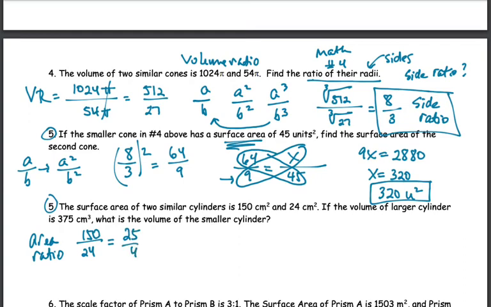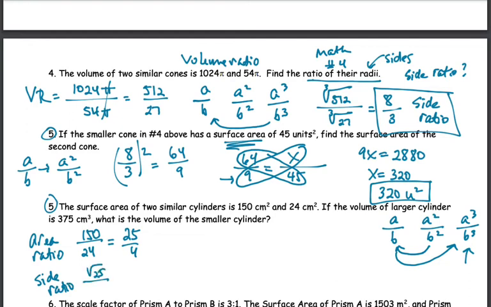Okay. Now then, if the volume of the larger cylinder is 375, what is the volume of the smaller cylinder? So remember, we start off with our side ratio, and then we have the area ratio, and then we have the volume ratio. If I'm trying to find volume, I need a volume ratio. So right now I've got the area ratio, and I need to convert it back to home base, make it a side ratio, so that then I can convert that to the volume ratio. So to get the side ratio, I'm going to take the square root of 25 over the square root of 4, and that gives me 5/2.